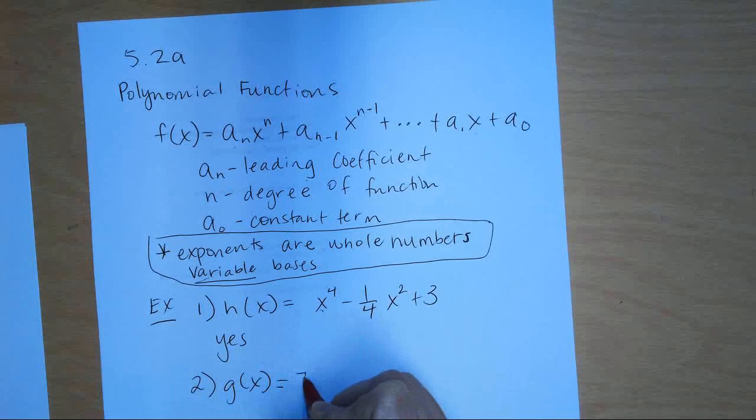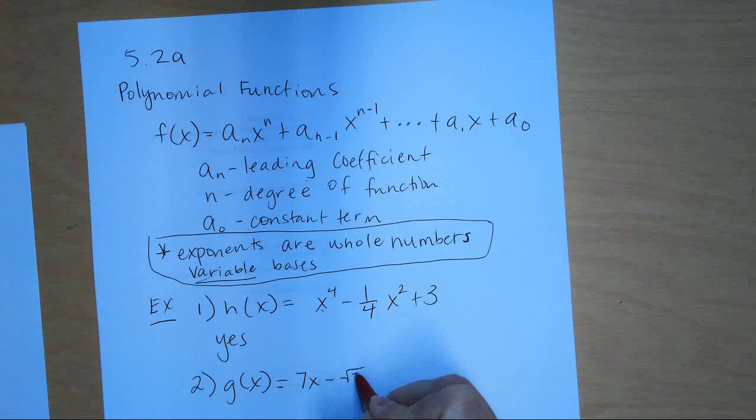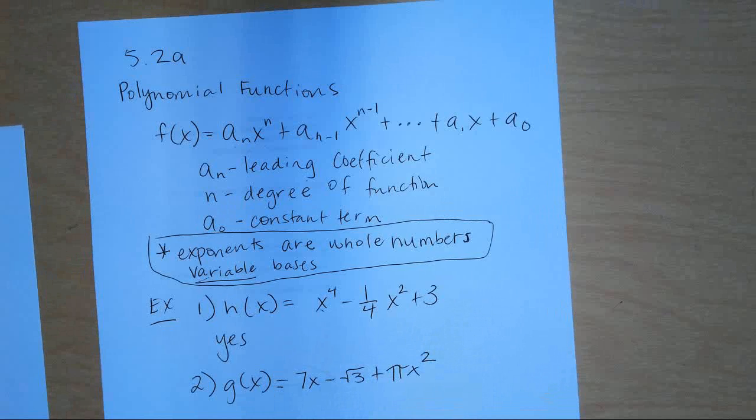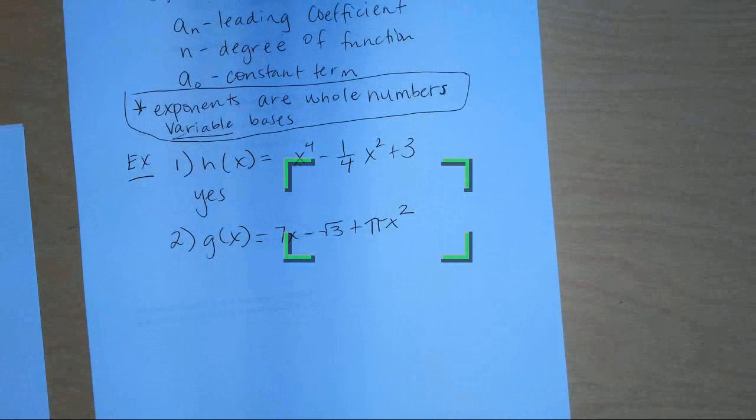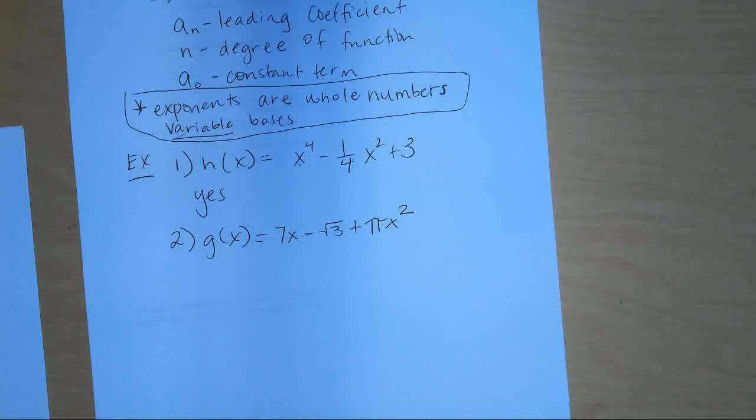Okay, g of x equals 7x minus root 3 plus pi x squared. And I want to know, is this a polynomial? So what two things are we actually looking for?